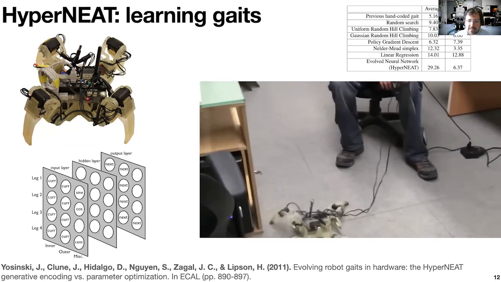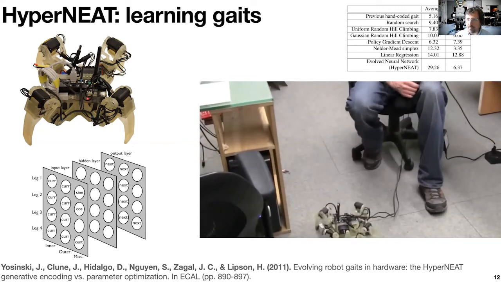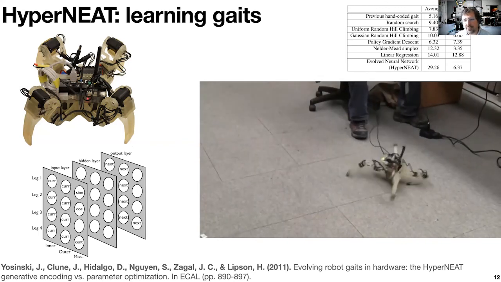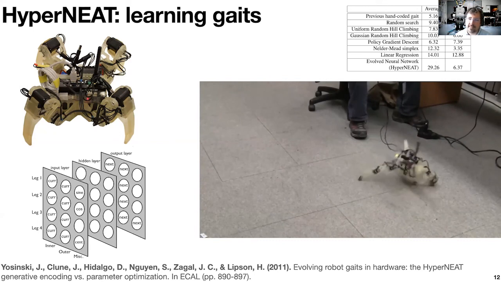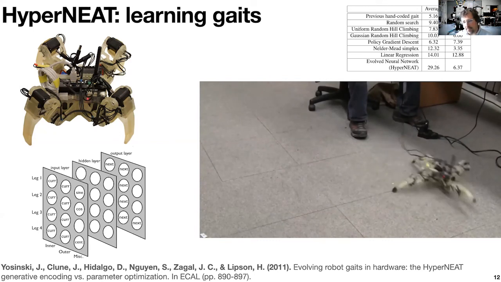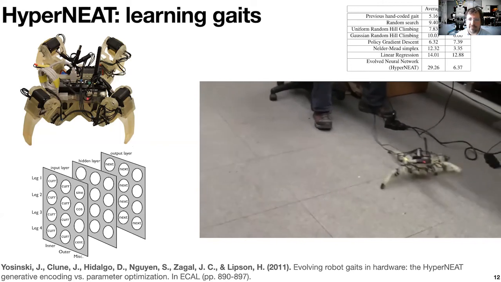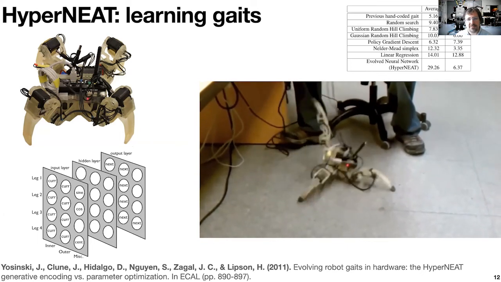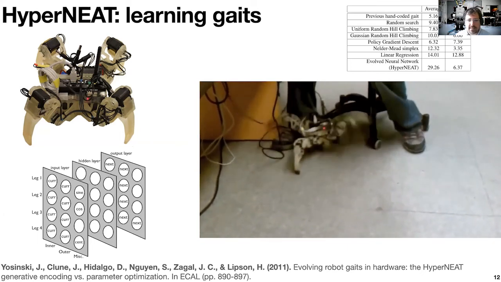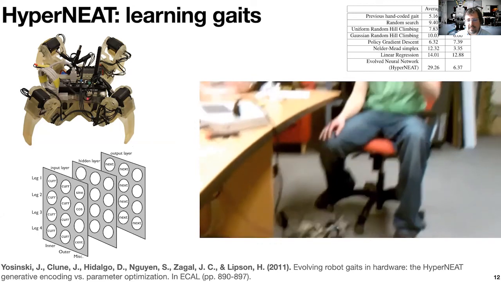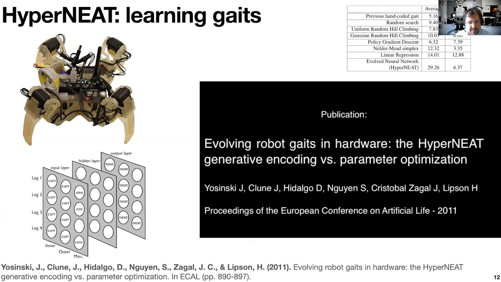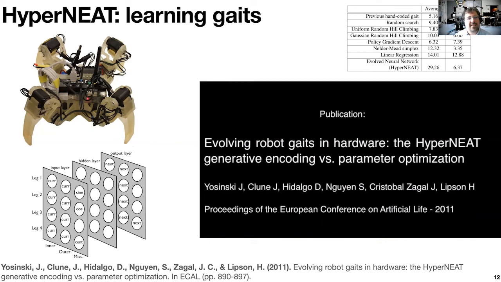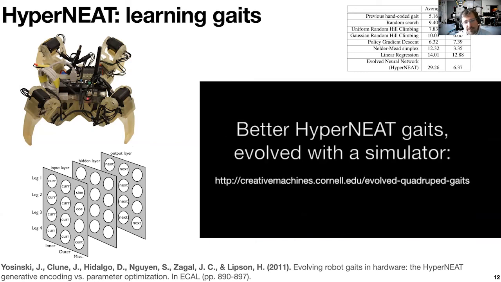And in that specific experiment, it did work. Again, it's not compared to modern algorithms because the paper is 10 years old, but it worked better than many other approaches at the time, including policy gradient descent, Nelder-Mead simplex, and a few hill climbing ideas. So the key point here is that we try to find things that are naturally symmetric, like patterns, things that are symmetric with variations. So try to find patterns more than individual weights.